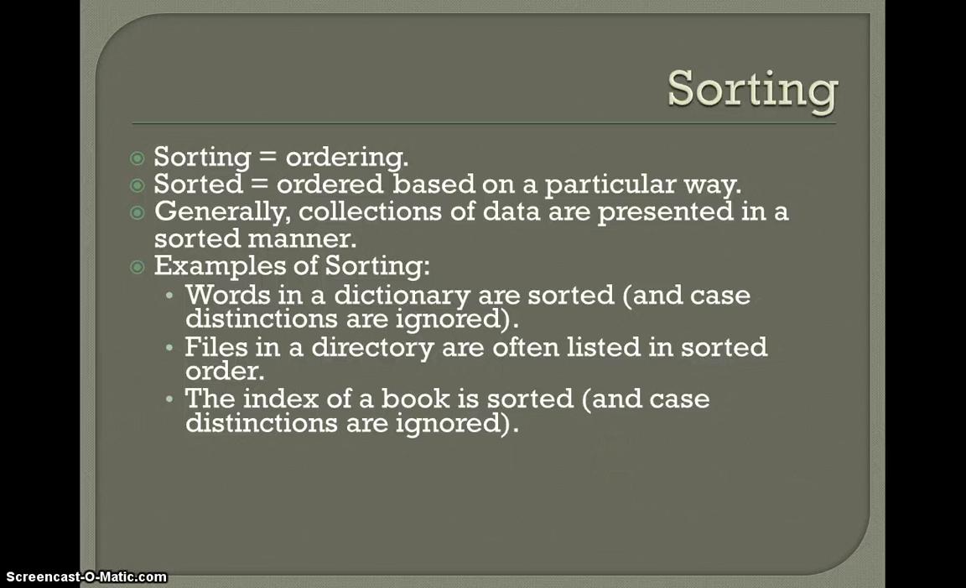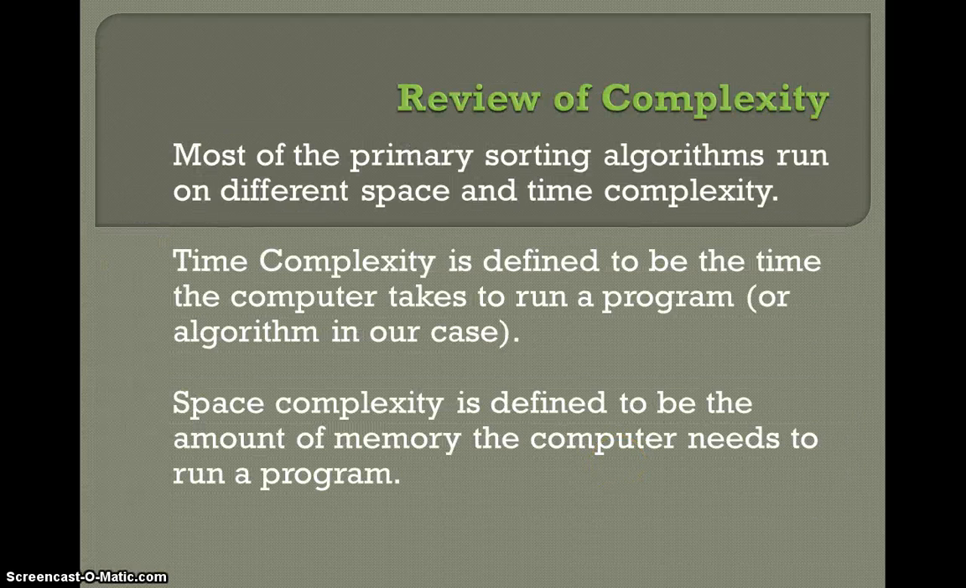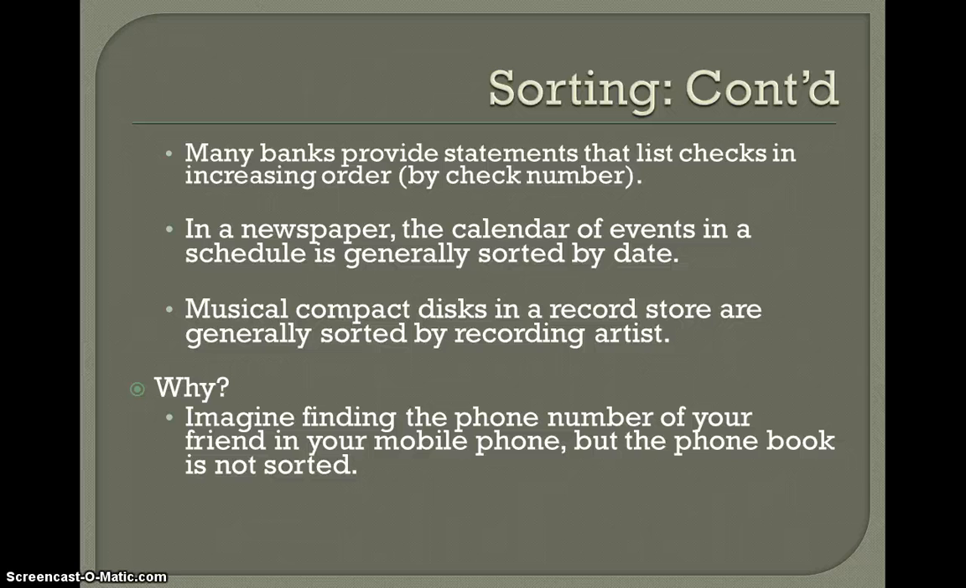Examples of sorting: words in a dictionary are sorted and case distinctions are ignored. The second is files in a directory, which are often listed in sorted order. The third, the index of a book, is sorted and case distinctions are ignored. Many banks provide statements that list checks in increasing order by check number. In a newspaper, the calendar of events in a schedule is generally sorted by date. Musical compact discs in a record store are generally sorted by recording artist.